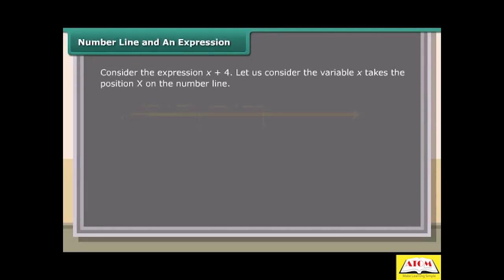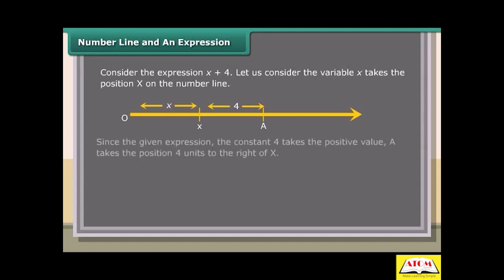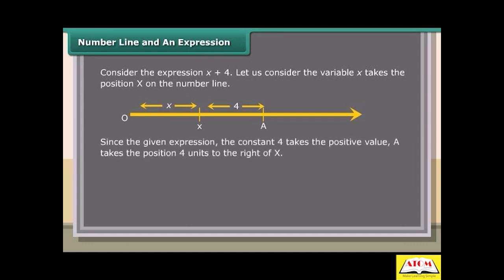Number line and an expression. Consider the expression x plus 4. Let us consider the variable x takes the position x on the number line. Since in the given expression the constant 4 takes the positive value, a takes the position 4 units to the right of x. If the expression is x minus 4, the position a will be to the left of x.